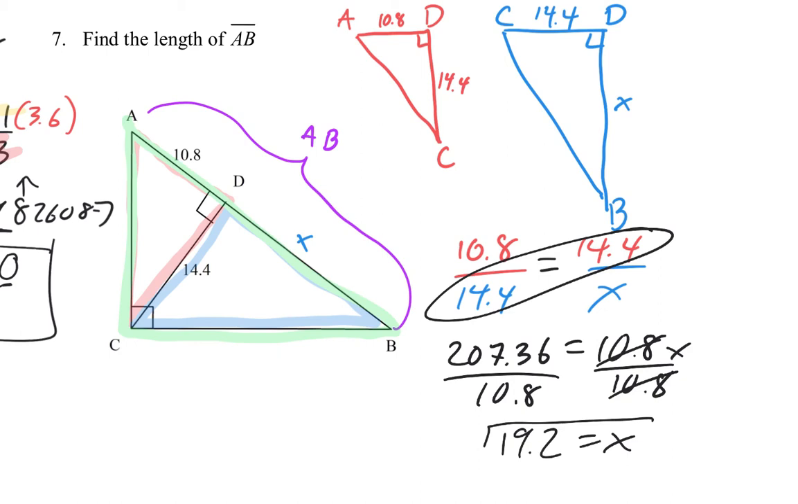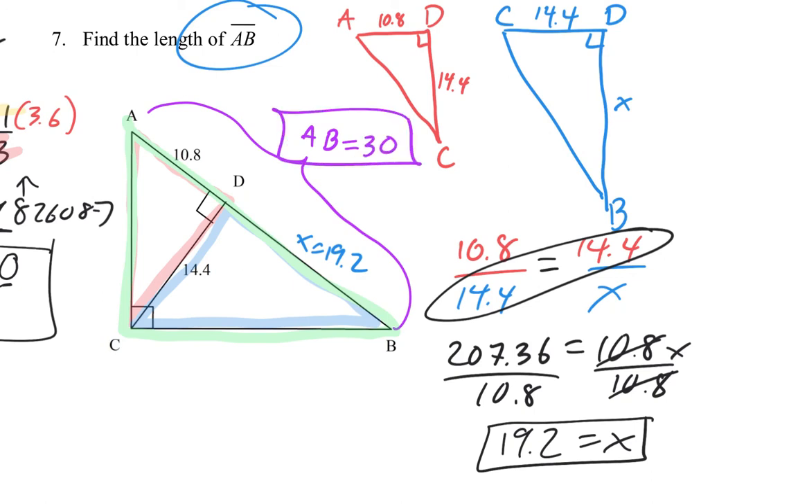Now here's the trouble. Students are going to get the solution, and they're going to be like, oh, I'm done, I found the answer, it's 19.2. Wrong. What are they really asking for? Remember, they're asking for AB. AB is 10.8 plus 19.2. So add those together and you get a beautiful 30. That's the answer that we're looking for.